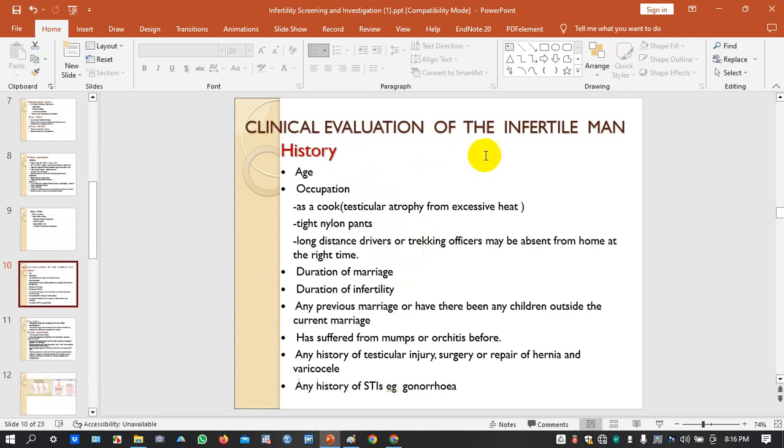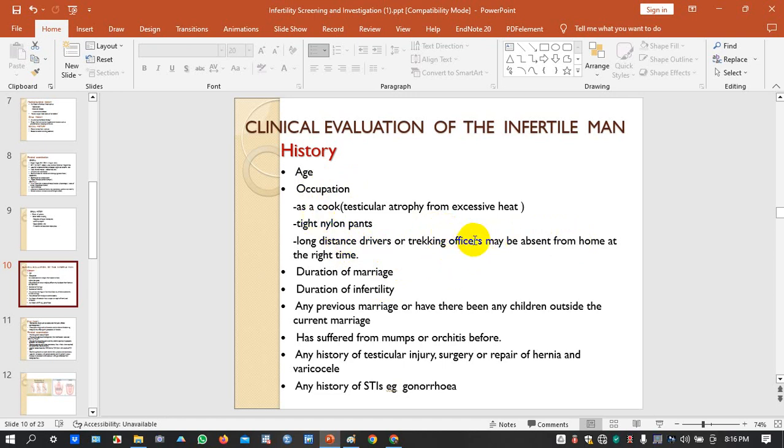Okay, so let's look at the infertile man, the history. The same as the woman, you look at the age. His occupation is very, very important, because long distance drivers or trekking officers may be absent from home at the right time. When the woman is ovulating, they will not be there because they always go on long distance journeys. When they even come, they are tired, they are stressed, and they can't do anything. So they will even miss the ovulation period.